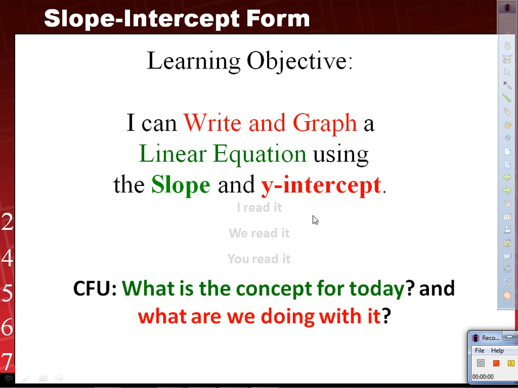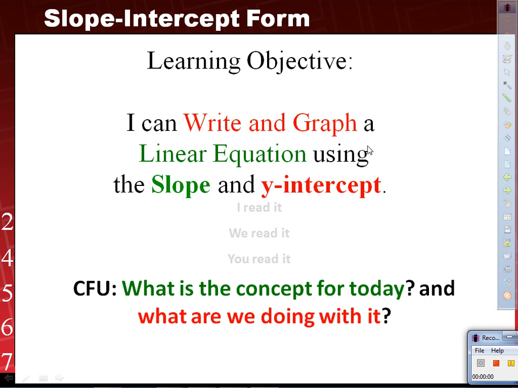So our concept is still the same. That's why we're not going to need a Frayer model for the concept, but we are going to need a Frayer model for the form, because I want to make sure that we understand what form we're looking at. So inside your Frayer model, in the center, I want you to write this: slope-intercept form. Slope-intercept form. That goes in the center of your Frayer model. But we do understand what concept we're still on. Is that correct? We're still in linear equations. Okay? So, today we're going to write and graph.